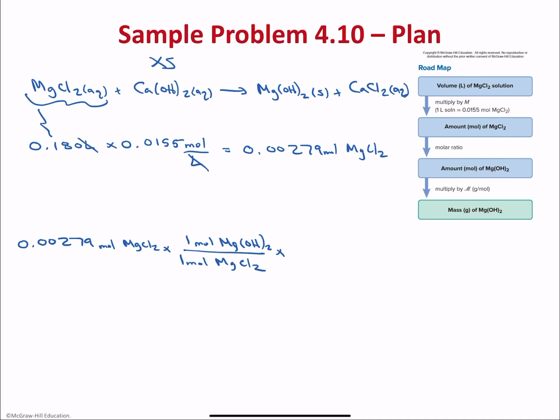And I know that in 1 mole of Mg(OH)2, I went to the periodic table and calculated the formula mass already, and it's 58.33 grams of Mg(OH)2 in a mole. So there we go. I multiply all that out in my calculator, and I end up with a mass, which is 0.163 grams.